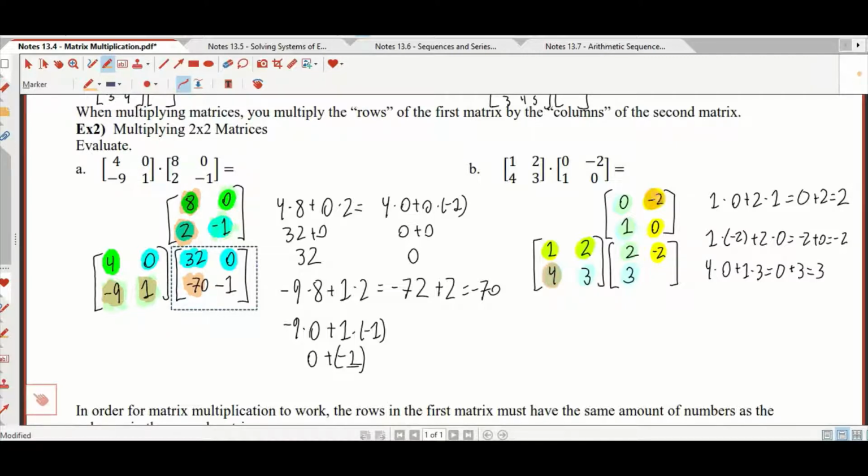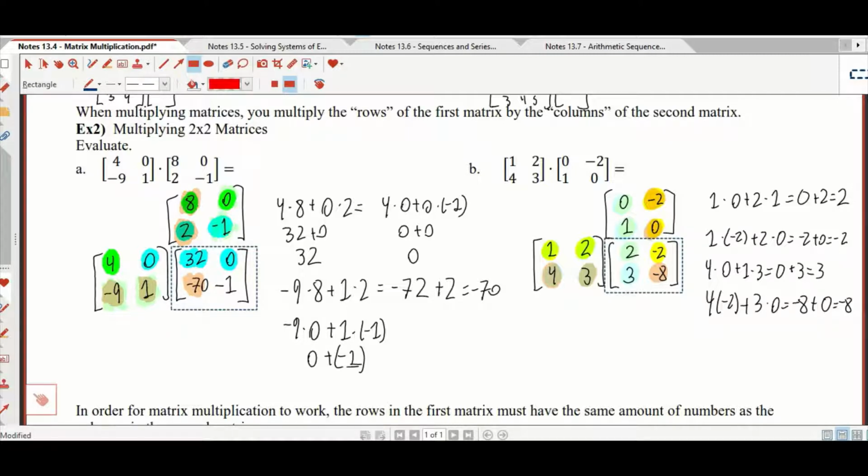4 times negative 2 plus 3 times 0 would give me that. Second row, second column. So 4 times negative 2 plus 3 times 0, which is negative 8 plus 0, which is negative 8. That goes here, and you're done. Whoop! We did it. So just multiply into those zones like that.